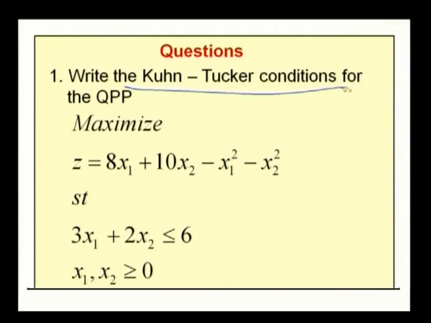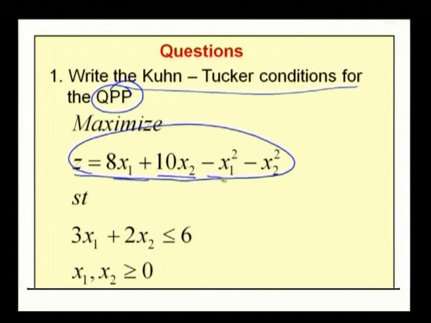The question is, write down the Kuhn-Tucker conditions for the given quadratic programming problem: maximizing z equal to 8x1 plus 10x2 minus x1 squared minus x2 squared subject to the constraints 3x1 plus 2x2 less than or equal to 6, x1, x2 greater than or equal to 0. Now, by rewriting this into equations by introducing slack variables, and rewriting the non-negative constraints into equations by introducing slack variables, and from that obtaining the Lagrangian function, we can get the Kuhn-Tucker conditions for the given problem. Thank you.